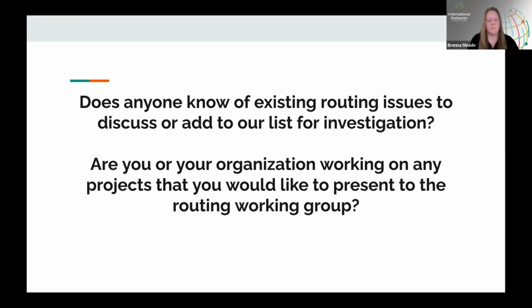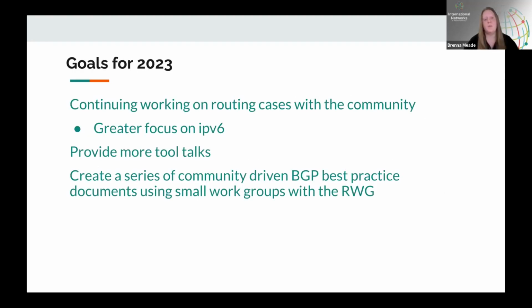So let us know if you have any interest in joining or any routing issues to discuss, as well as tool talks. And then we have some goals for 2023. We're going to continue to work on our routing cases within the community.